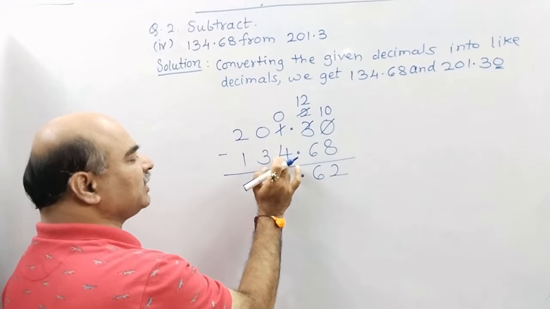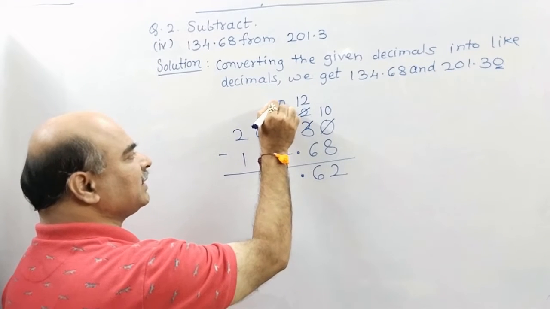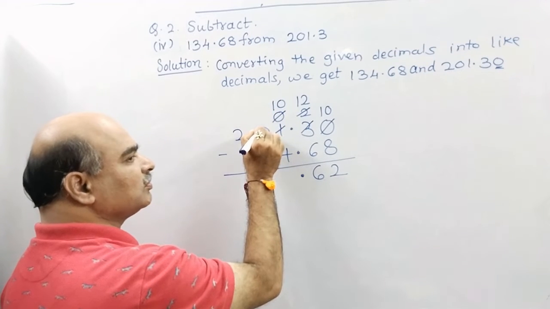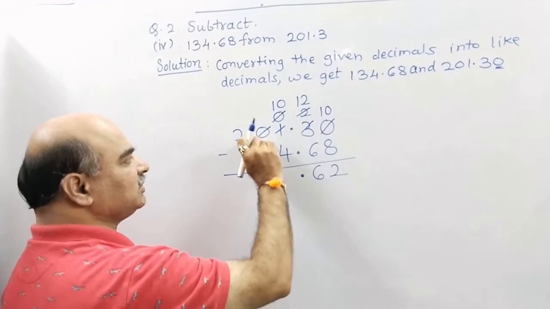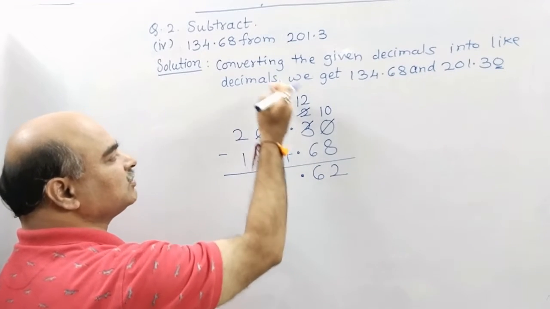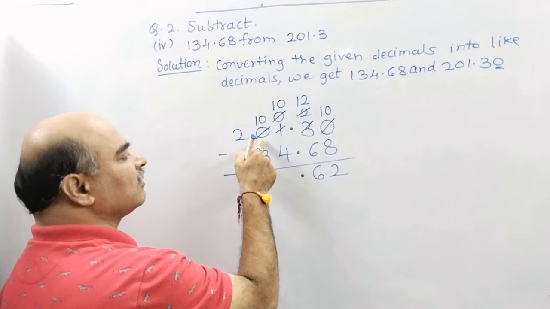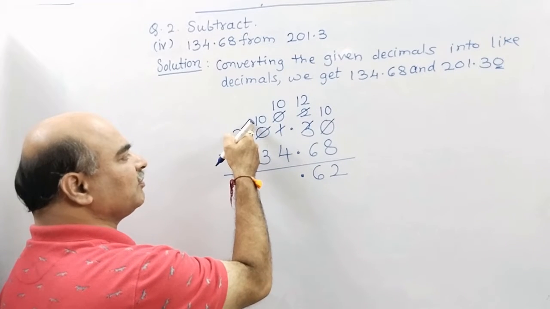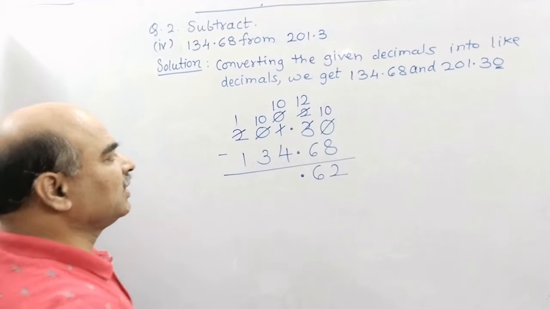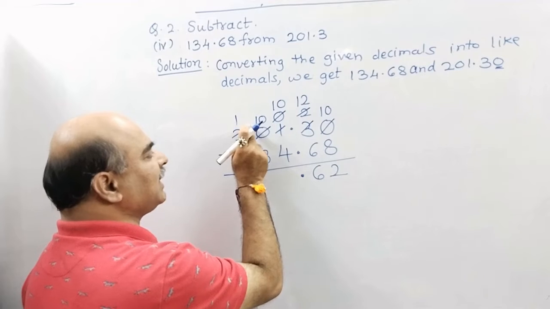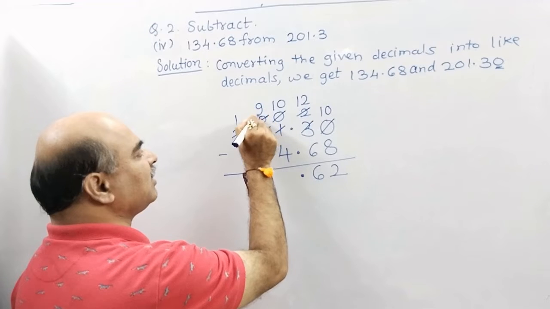Now the next place, 0 minus 4, it is not possible. So we have to make it 10. For making 10, we have to borrow 1 from 0. But there is no point borrowing from 0, it has nothing to give. So first of all, we take this 0 as 10. For making 0 into 10, we borrow 1 from this 2. So 2 becomes 1 now. Okay, 2 becomes 1, 0 becomes 10, and now this 0 becomes 10 by borrowing 1 from this 10, so 10 becomes 9.